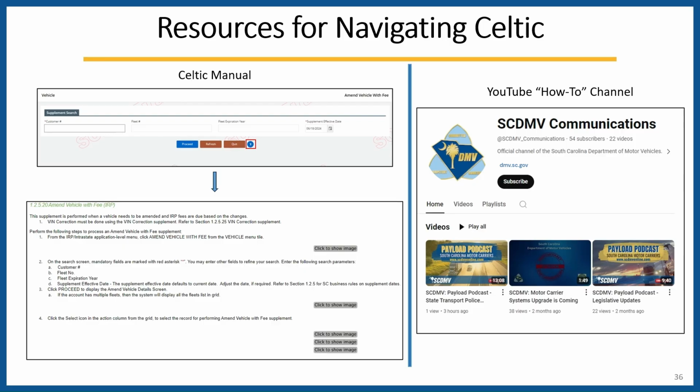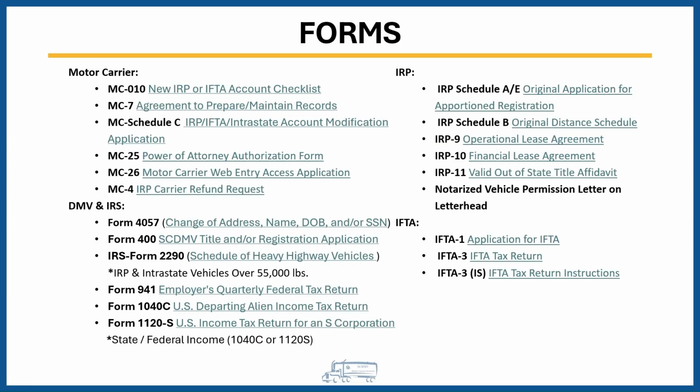When taking care of motor carrier business with the DMV, there can be lots of paperwork to do, and we understand that this can be overwhelming. What you see here is a list of most of the forms and documentation that you might need when doing motor carrier transactions. It includes checklists for new accounts, renewal applications, change request forms, tax return forms, and more.